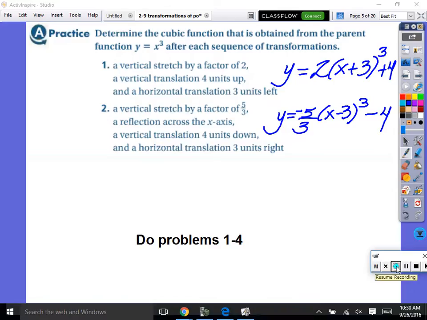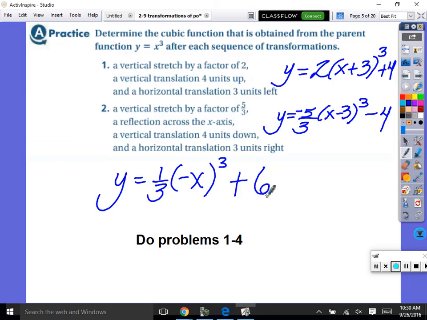Oh, I'm freezing. Okay, so for number 3, you go through your process, you have a vertical stretch by a factor of 1/3, technically a compression, right? So we have y is equal to 1/3, and then let's continue to read. It says a reflection on the y-axis, that's when you have negative x cubed, not negative in front, but negative x cubed. That's a reflection over the y, because your x's will just be opposite, but your function will be the same. And then we have 6 units up, so plus 6. Everybody good with that? Anytime you're reflecting over the y-axis, you plug in negative x wherever there's an x.